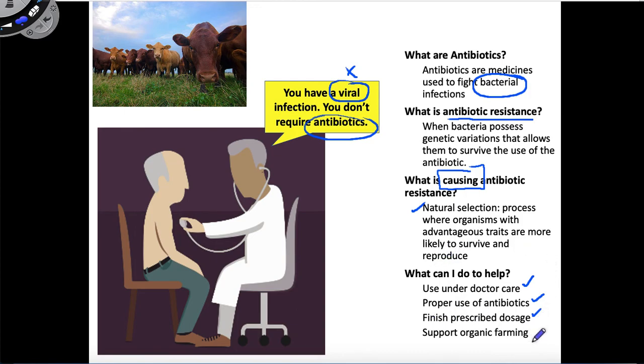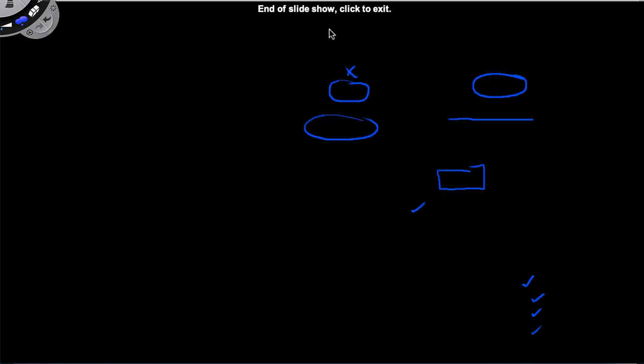We also need to support organic farming because we know that that is a way. We know that many of the animals in these industrial farms are given antibiotics, and the antibiotics are found, for example, in their milk, and that could increase antibiotic resistance in the future.